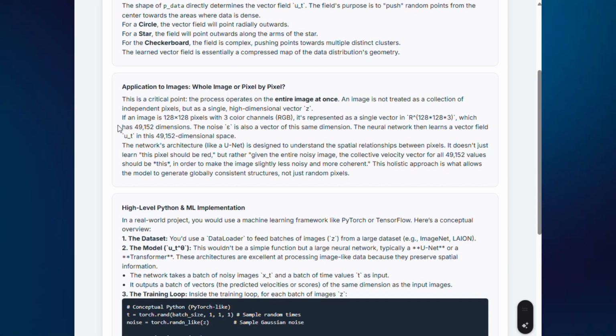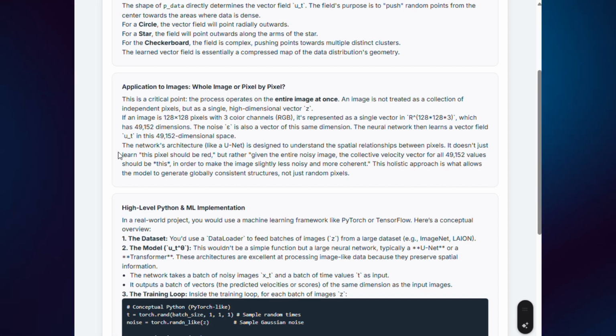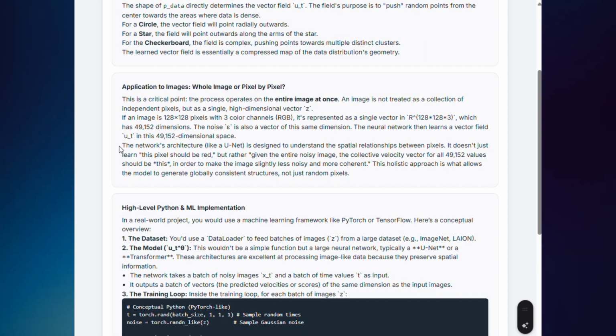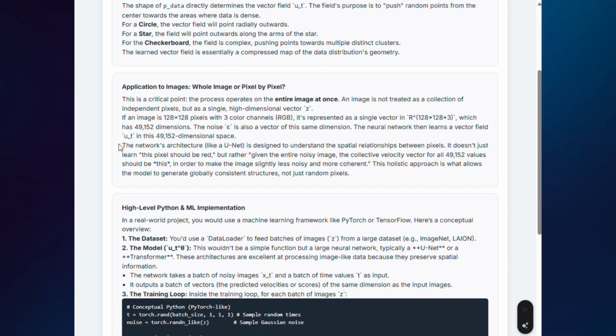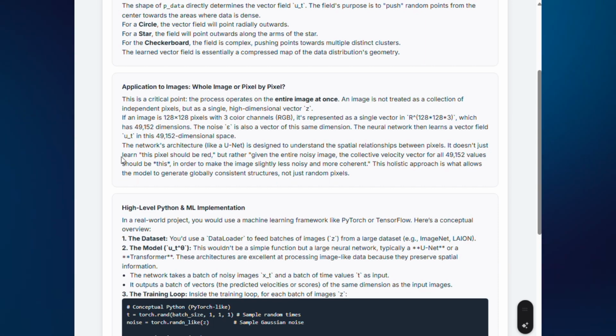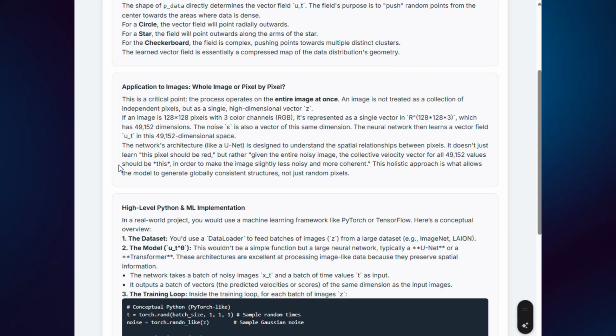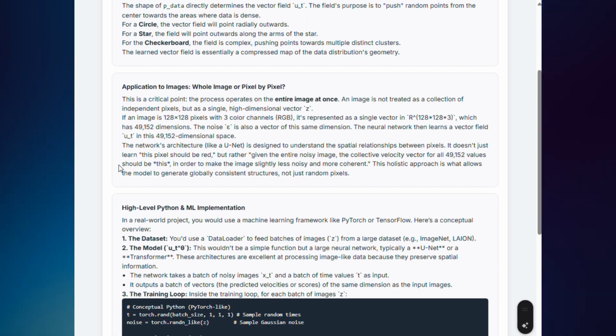49,152 dimensions. The network's architecture, like a U-net, is designed to understand the spatial relationships between pixels. It doesn't just learn this pixel should be red, but rather, given the entire noisy image, the collective velocity vector for all 49,152 values should be this, in order to make the image slightly less noisy and more coherent.